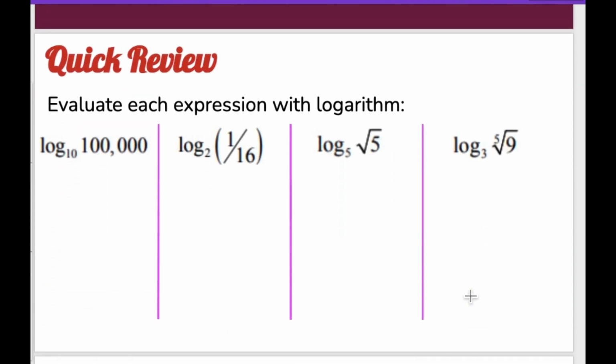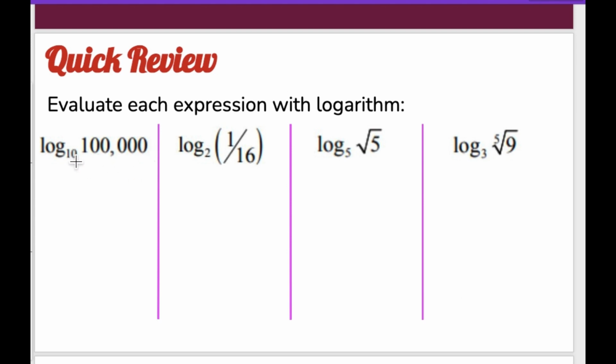So let's quickly evaluate these four expressions here to have a quick review regarding what log is, and to also refresh your memory regarding the operations related to the logarithm. And then we are going to bring the conversation regarding common log.